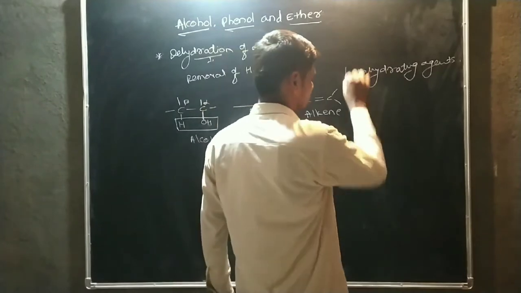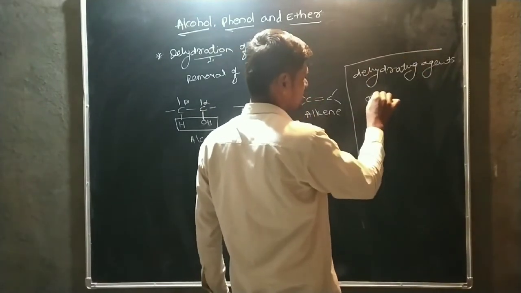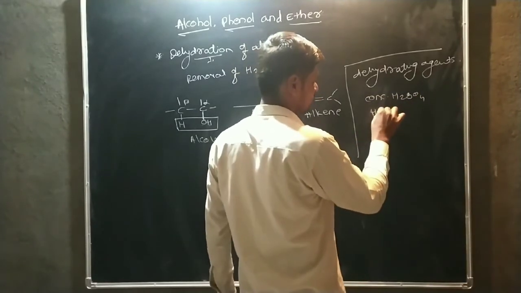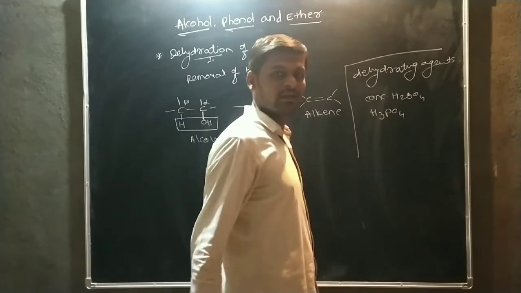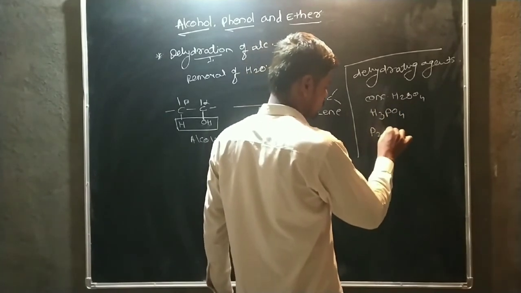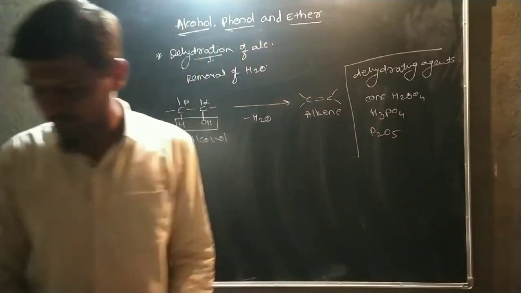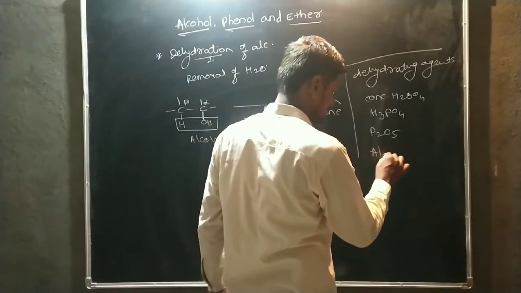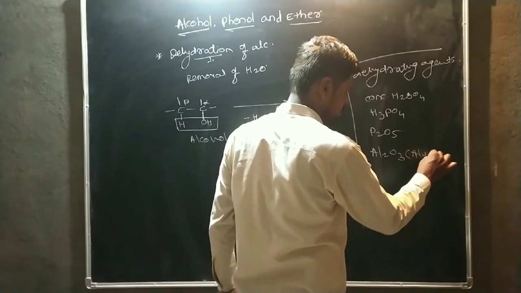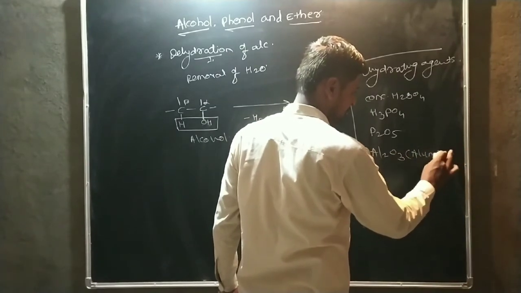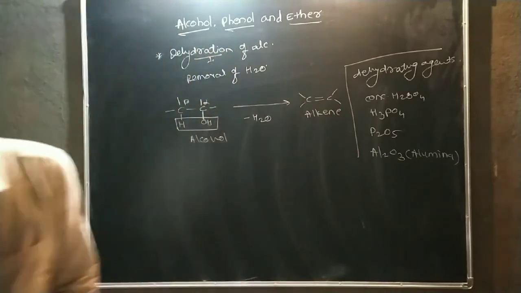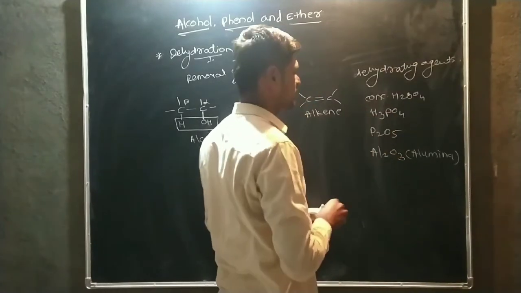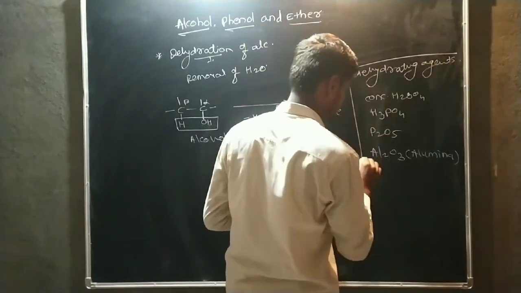The first and most used dehydrating agent is concentrated H2SO4. We can also use H3PO4, phosphoric acid, or phosphorus pentaoxide, and we also use Al2O3, which is called alumina. These are the dehydrating agents.